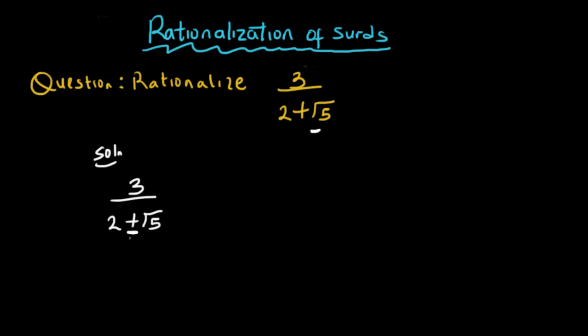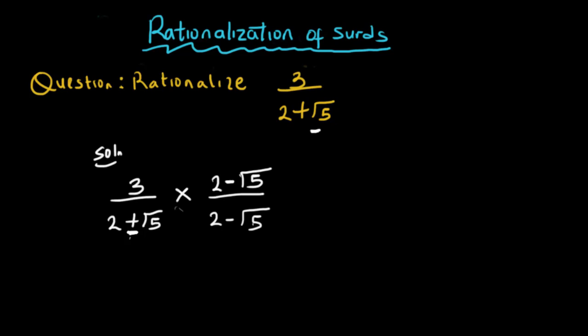So look at this. We are going to be multiplying by 2 minus root 5 all over 2 minus root 5. Do you understand? Because we have plus here, we change it to minus, and we do that for top and bottom. Does that make sense? So can we multiply?